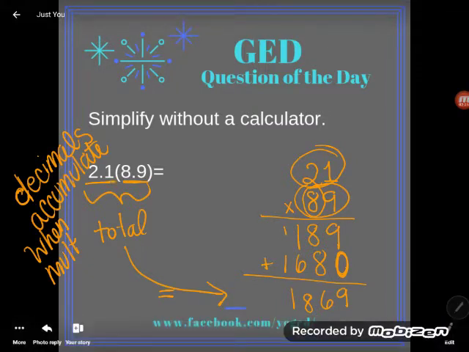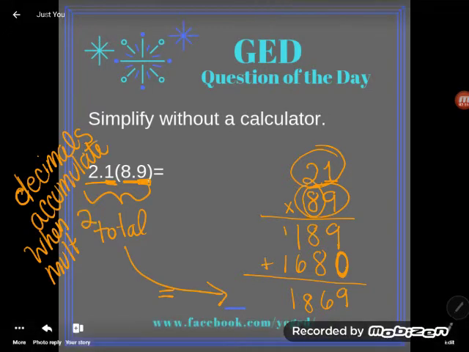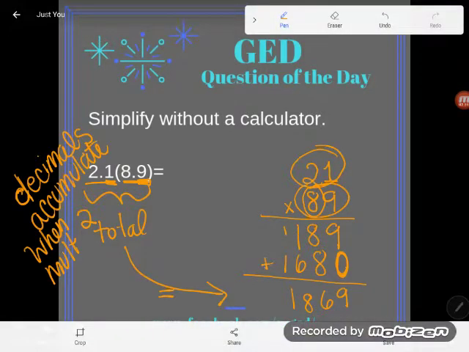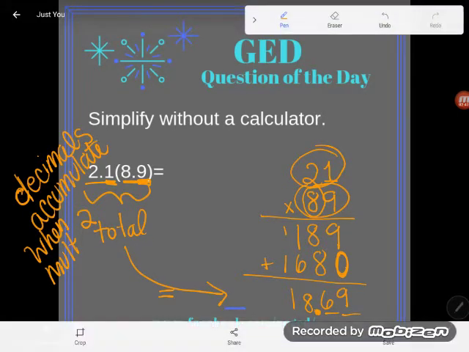So let's look at how many decimal places there are in the problem. Well, this 1 is in a decimal place, so that's 1, and so is this 9, that's 2. All the numbers to the right of the decimal point count as a decimal place. So I've got 2 total decimal places in my problem. So I'm going to come into my answer and go 1, 2. So the answer is 18.69.